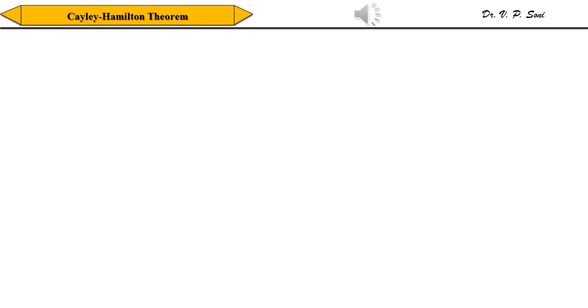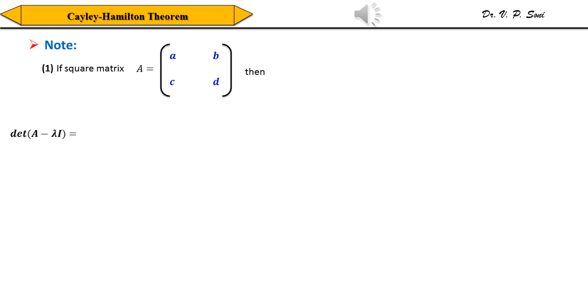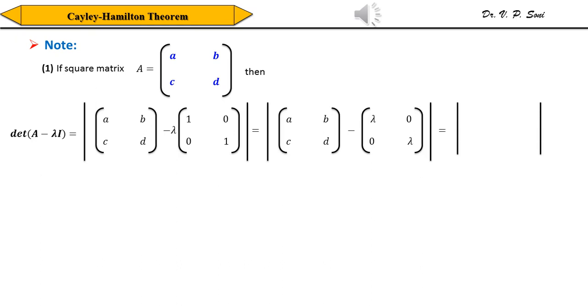Note that first, if square matrix A is 2 by 2, whose first row is a, b, second row c, d, then determinant of A minus lambda I equals the determinant of matrix A minus lambda times identity matrix I. Now subtracting them, we get determinant whose first row is a minus lambda, b, second row c, d minus lambda.